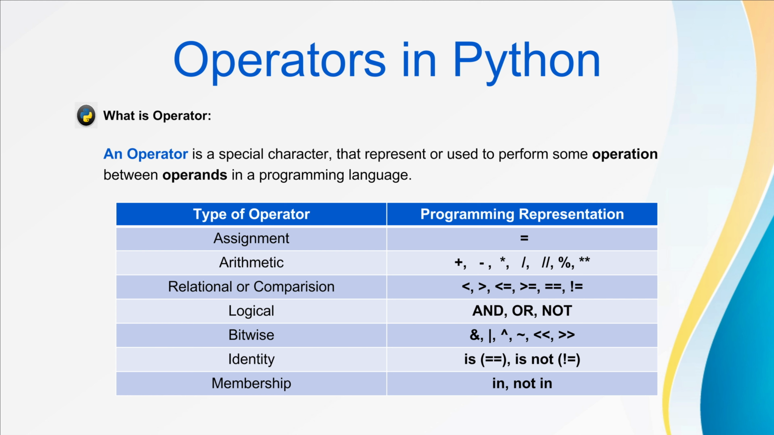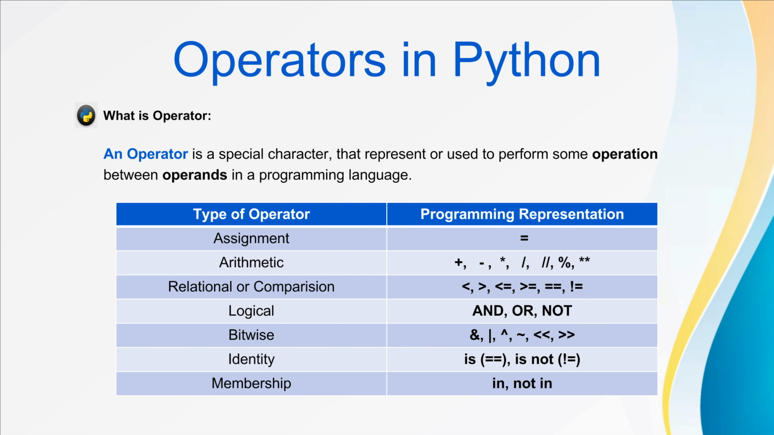Then the next set of operators supported by Python are logical operators. They are and, or, not. These operators are used to evaluate one or more conditions along with relational operators in an expression and return a Boolean value as a result, such as true or false.